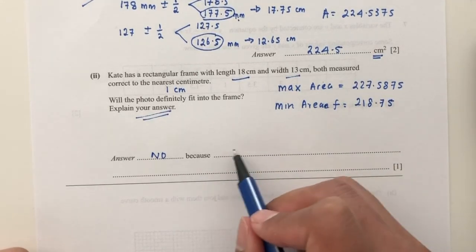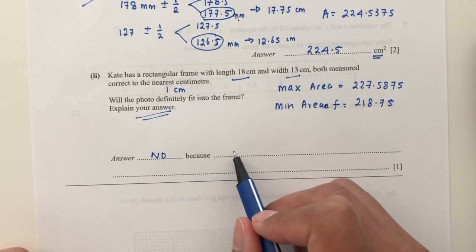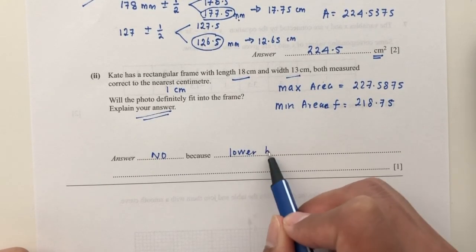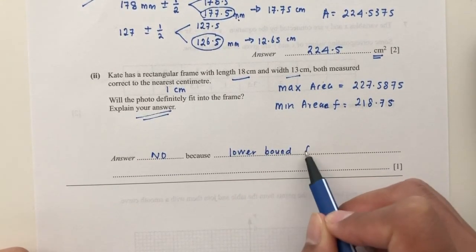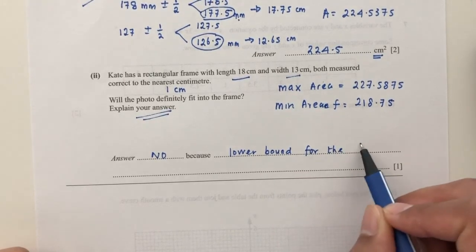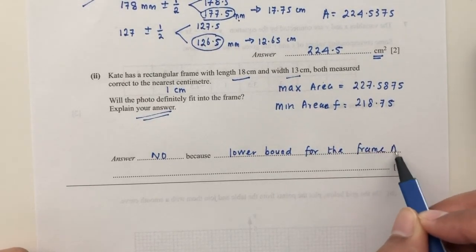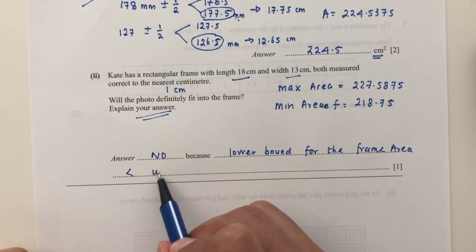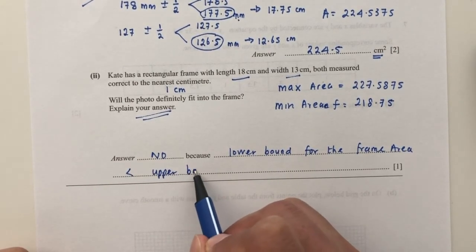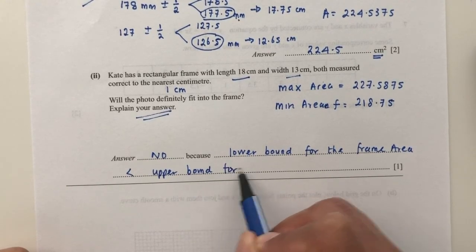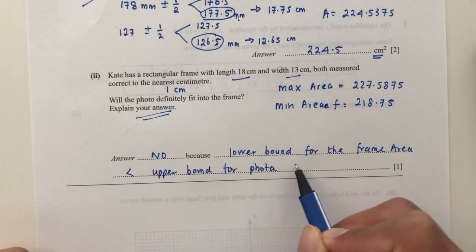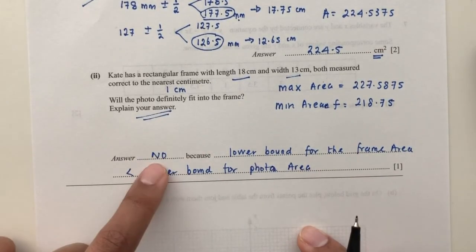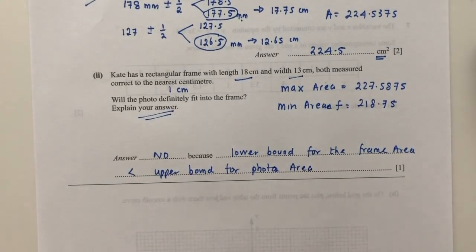because the lower bound for the frame area is less than the upper bound for the photo area. Okay, that's why it would not definitely fit into the frame.